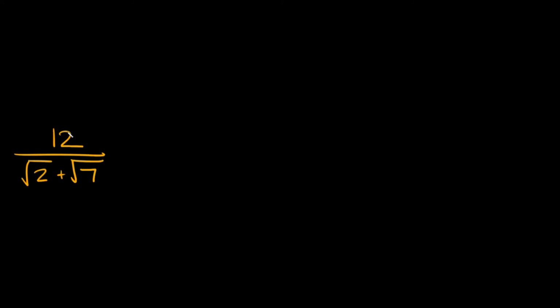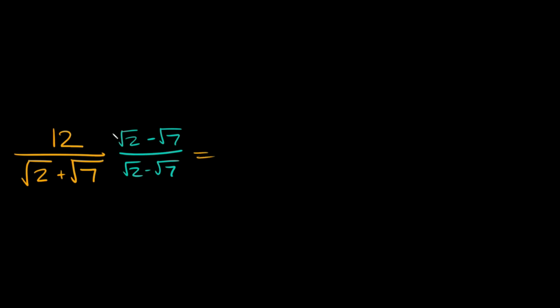All right, last one here. So we have 12 over the square root of 2 plus the square root of 7. So again, we're going to multiply by the conjugate, right? So on top, we're going to multiply by the square root of 2 minus the square root of 7. And same thing on the bottom, right? Square root of 2 minus the square root of 7, right?